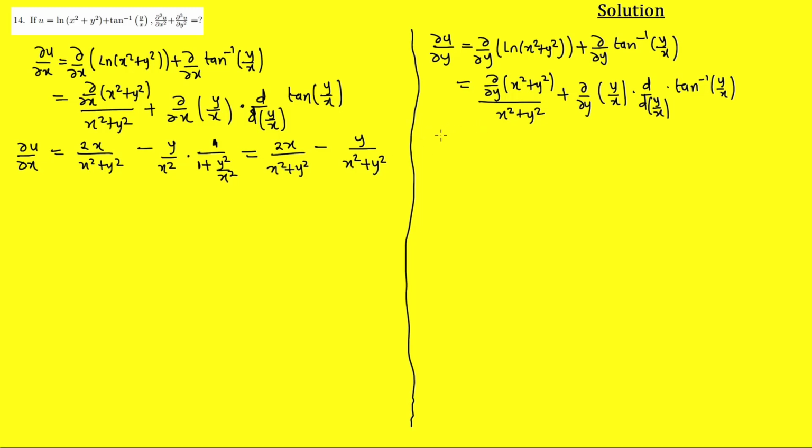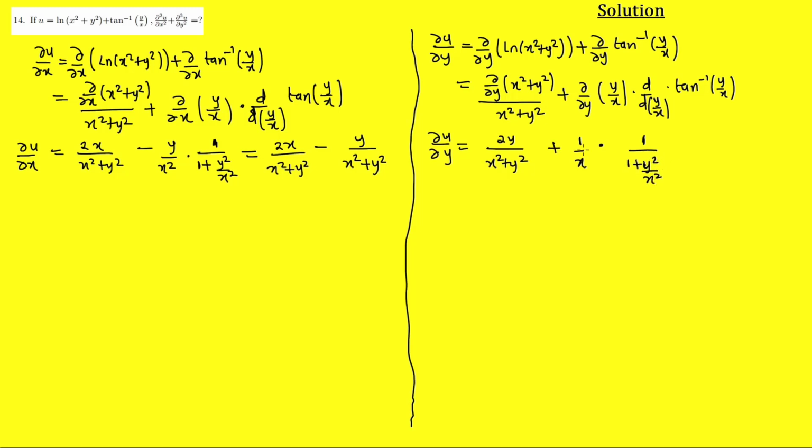Now the partial derivative of u with respect to y will be what? Now here we are going to have this to be 2y divided by x squared plus y squared. Then here if you take the partial derivative of this with respect to y, x is a constant, so that means we have this to be plus 1 over x, then multiply by 1 over 1 plus y squared over x squared.